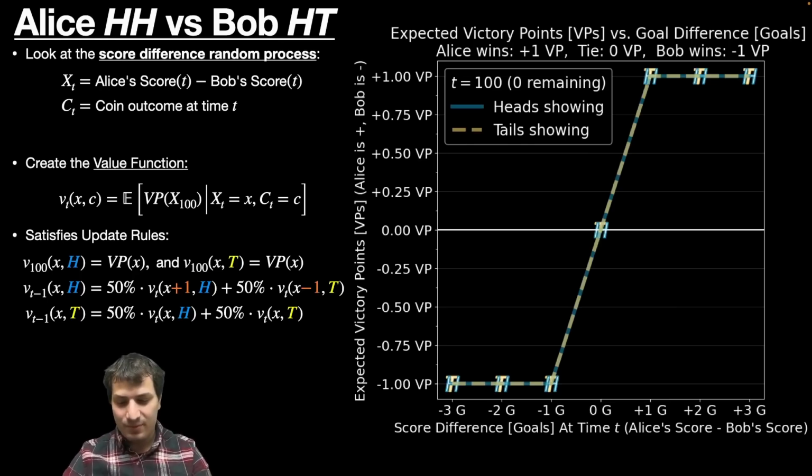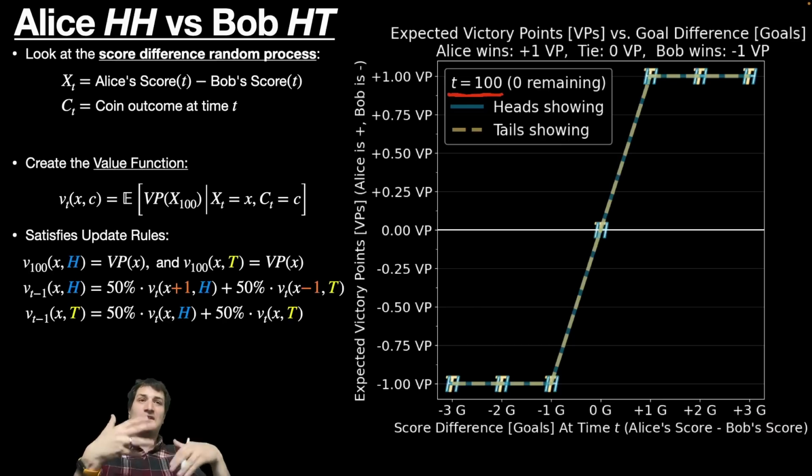So first, most important thing maybe to keep an eye on is the value of t, which is over here in the corner in the legend. Here is t equals 100, which is the end of the game. On the x-axis over here is the score difference, in units of goals, and +1 means Alice is winning, so +1, +2, or +3 means Alice is up by 1 or 2 or 3 goals, and -1, -2, or -3 means Alice is losing by 1 or 2 or 3 goals, so Bob is winning. On the y-axis is the expected number of victory points, going between -1 and +1. +1 means Alice wins for sure, and -1 means Bob wins for sure.